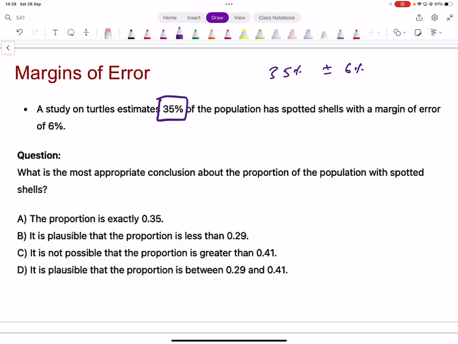Now, which of these conclusions is correct? Is the proportion exactly 0.35? No, we can't say for sure. It's plausible that the proportion is less than 0.29. Is it plausible the proportion is less than 0.29? Well, okay, let's skip it for a while. Let's look at the other options. It's not possible that the proportion is greater than 0.41. Is that correct? Okay. Let's look at the fourth option as well. It is plausible that the proportion is between 0.29 and 0.41.